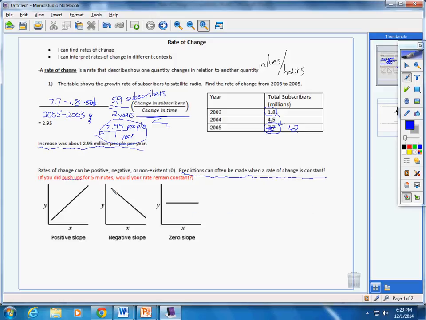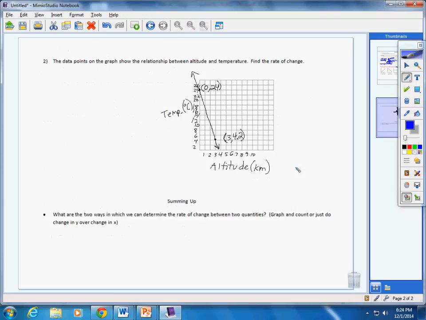What you're actually going to see there is a negative slope. As time goes on, as you get further and further into the 5 minutes, you're going to do fewer and fewer push-ups. You're going to do them slower and slower. So if that rate of change is constant, it makes it easier to make predictions. If I could do push-ups at the same rate for 5 minutes and I can do 30 push-ups per minute, well, I'd be able to do 150 push-ups in 5 minutes.